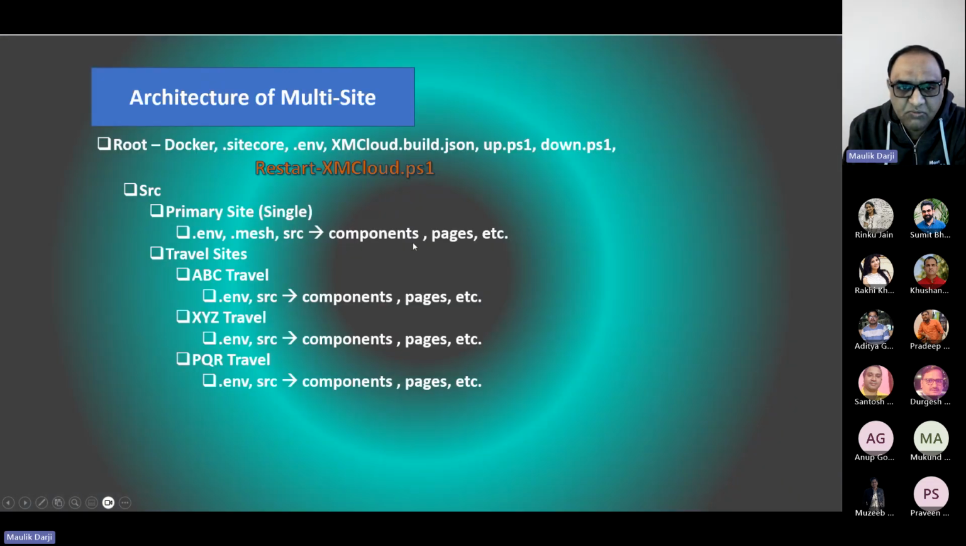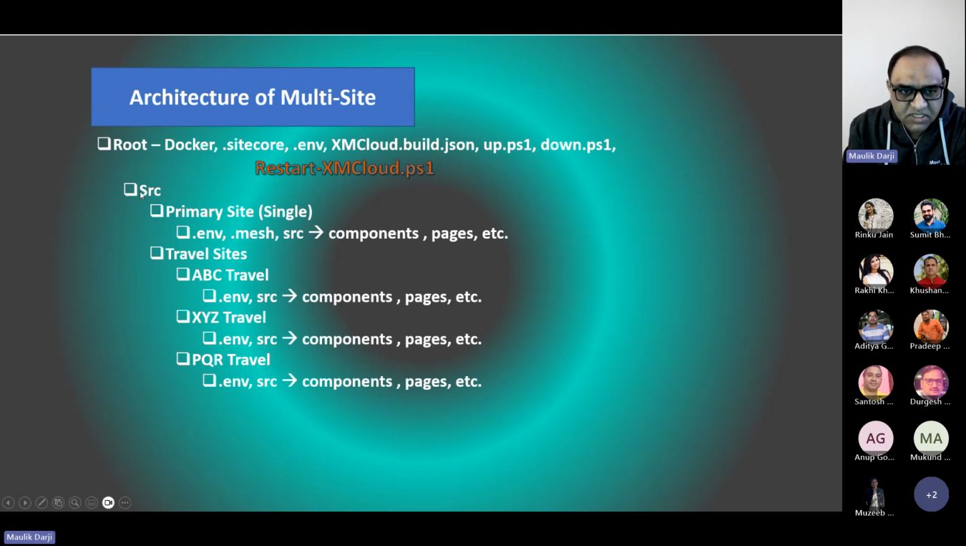Now let's see how we have set up. So we have a root. We have the Docker folder and the .sitecore.env file. This is the most important file in your XM Cloud setup, and then xmcloud.build.json. If you want any changes, some customization according to your implementation, you can make some changes over here. Then there are scripts to start your Docker environment and shut down your Docker environment. So these two are for Docker.